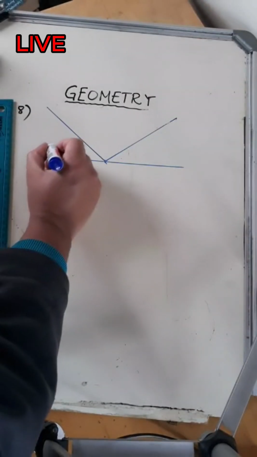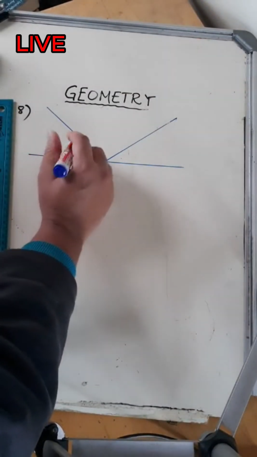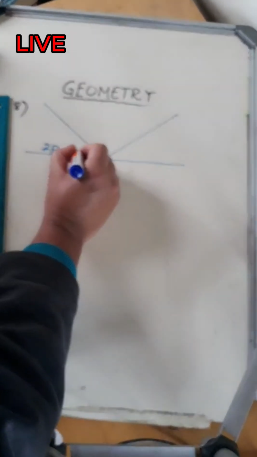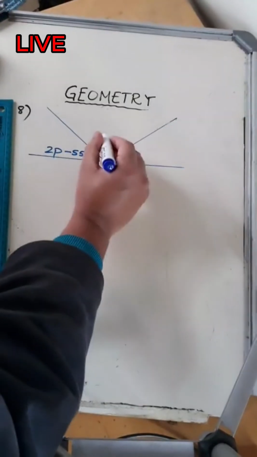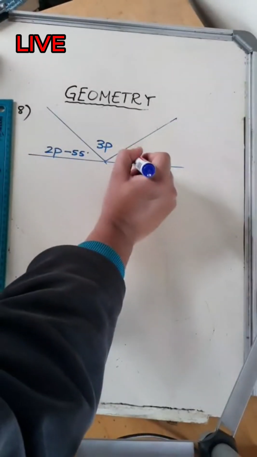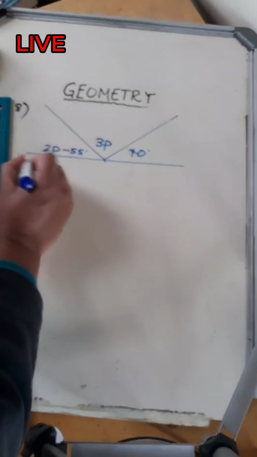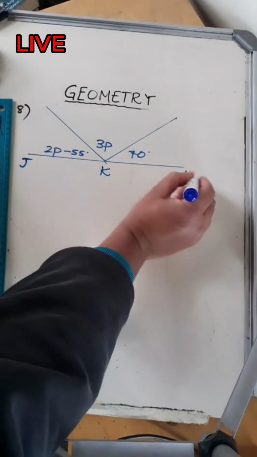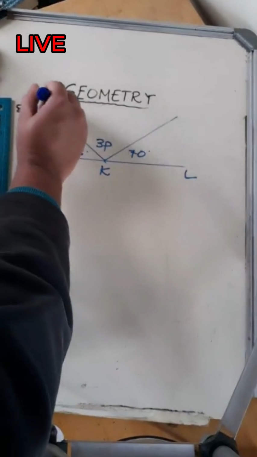Okay, they say this is 2p minus 55 degrees. This one is 3p, and this one is 70 degrees. And before I forget again, I always forget about these things: J, K, L, R, and U. The first question is determine the value of P.